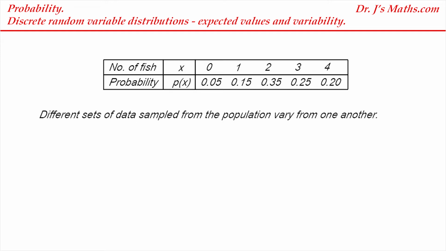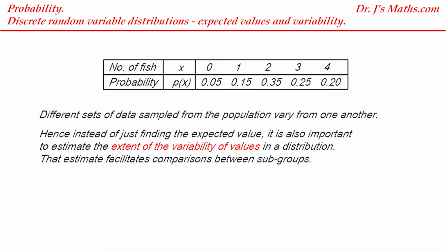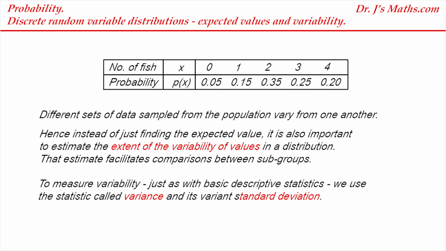Different sets of data sampled from the population vary from one another. Hence, instead of just finding the expected value, it is also important to estimate the extent of the variability of values in a distribution. That estimate facilitates comparison between subgroups. To measure variability, just as with the basic descriptive statistics, we use a statistic called variance and its variant called standard deviation.